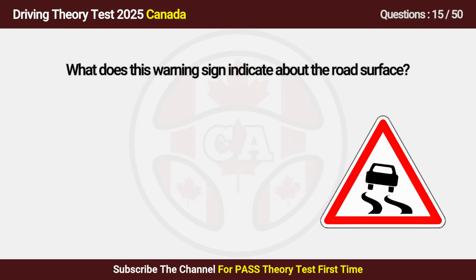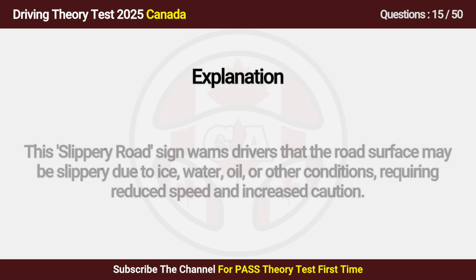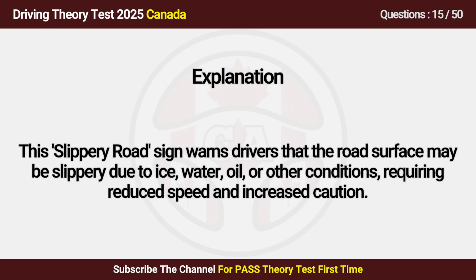Question 15. What does this warning sign indicate about the road surface? A. Slippery road ahead. B. Rough road ahead. C. Road work ahead. D. Loose gravel. Answer is A. Slippery road ahead. This slippery road sign warns drivers that the road surface may be slippery due to ice, water, oil, or other conditions, requiring reduced speed and increased caution.